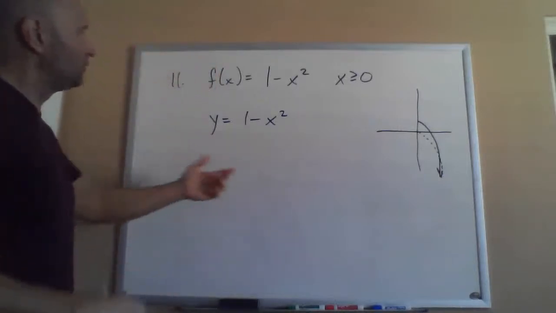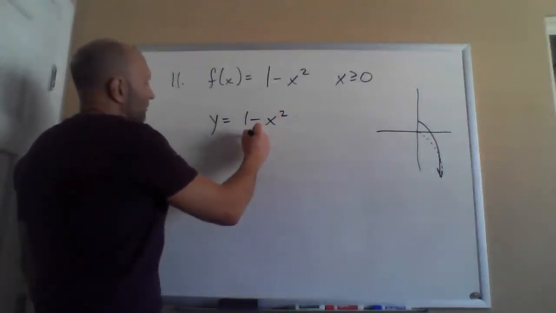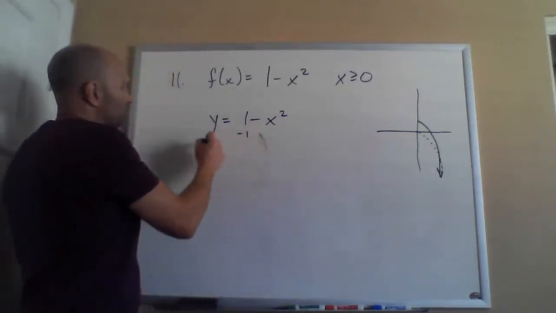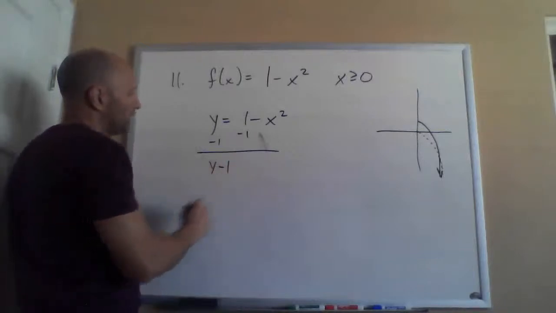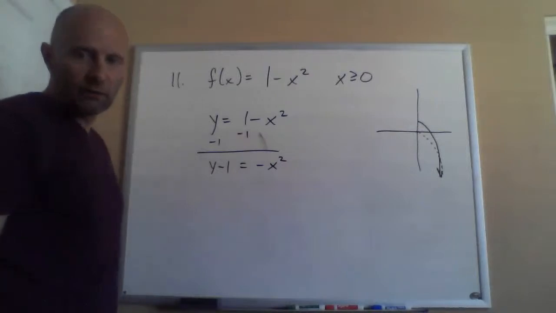All right, so then we do what? We want to get x by itself. So in order to do that, I subtract 1 from both sides. So I get y minus 1 is equal to negative x squared.